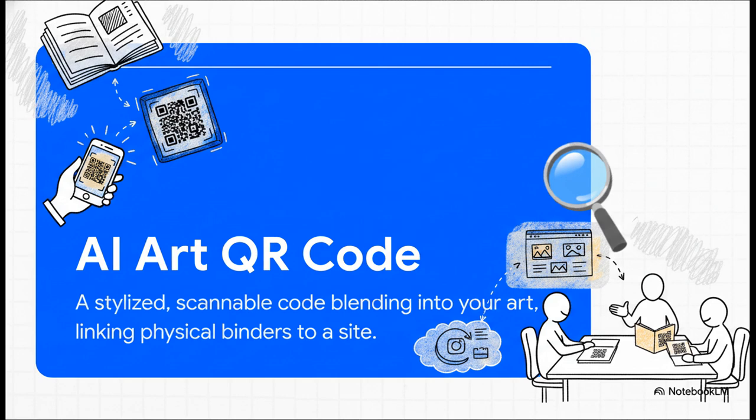Now, this part is an absolute game changer, connecting your physical work to this new digital world. Enter the AI Art QR code. This is a highly stylized custom QR code made using tools like QR Code Monster that visually blends right into your artwork. It's a 16-pixel module that you print out and mount beautifully next to the physical prints in your A-level binder. So picture this.